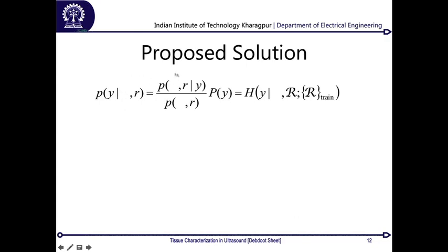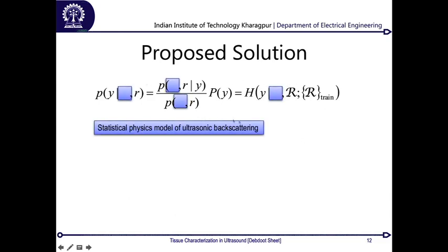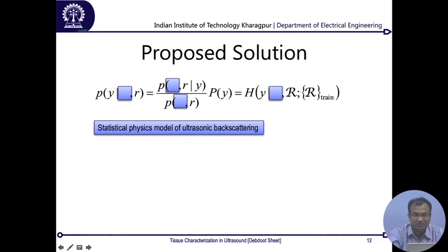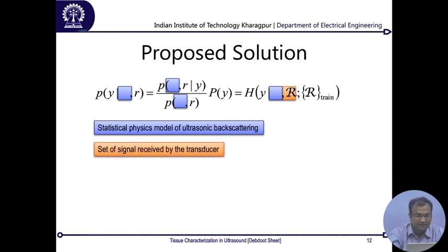If we use this unknown factor as some sort of guidance across all of them, we should be able to get that one out. Now what we decide is we call this unknown factor the statistical physics model of ultrasonic backscattering, and I will come down to how that is computed. It's a very simple process by which you can compute it.